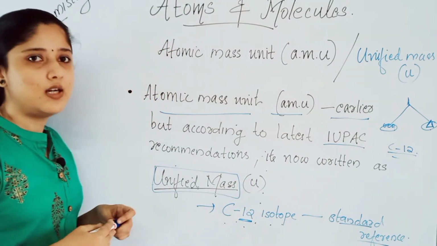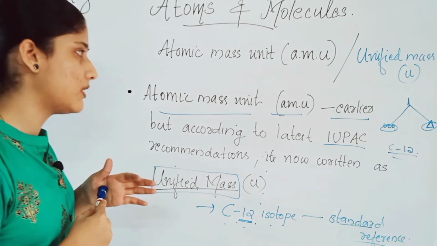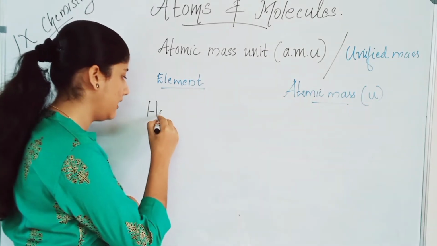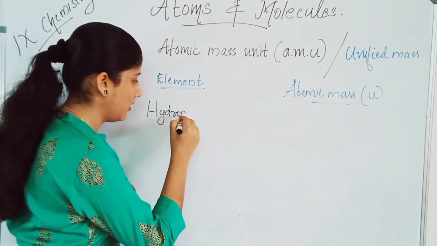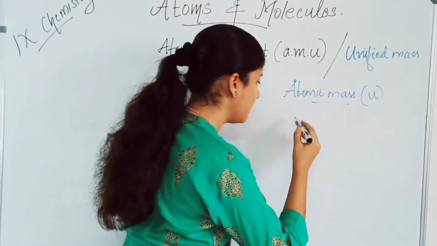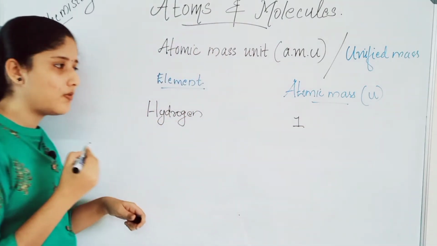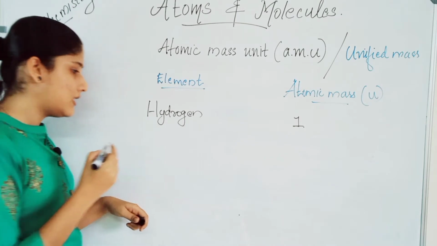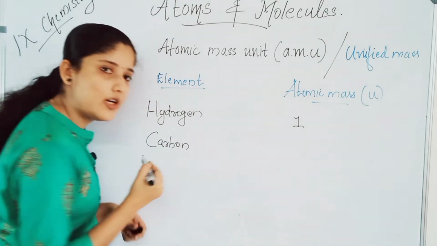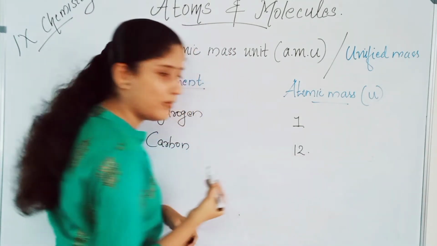Now let's discuss the unified mass of some of the atoms. The first element is hydrogen. The atomic mass in unified mass is 1. The atomic mass of hydrogen is 1. Next one is carbon. We already studied the mass of carbon. It is 12.